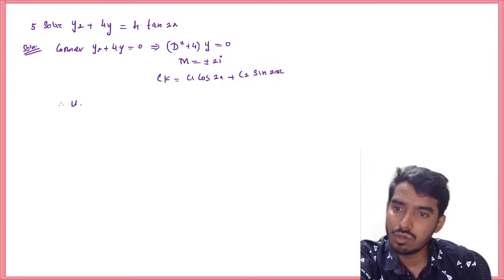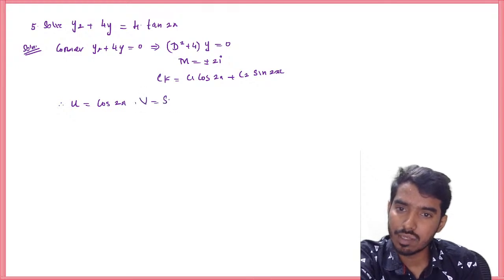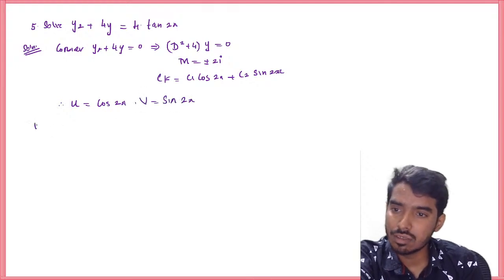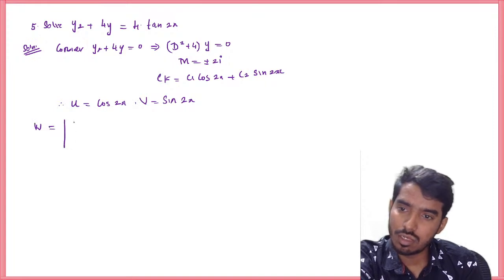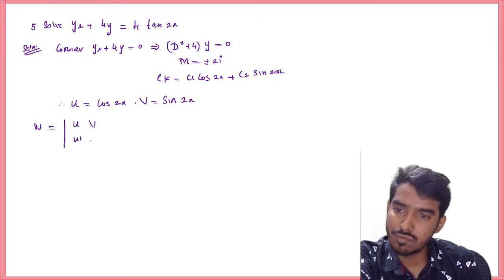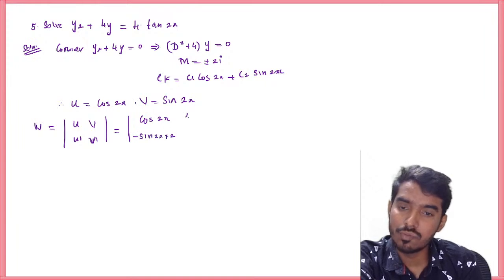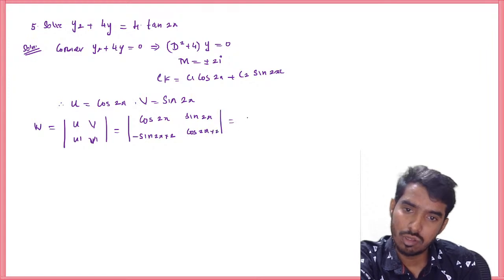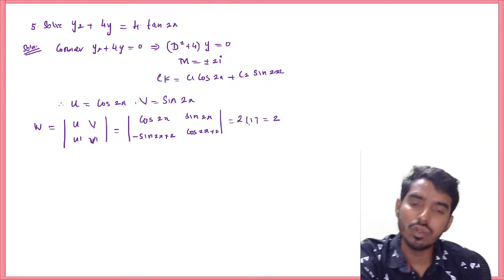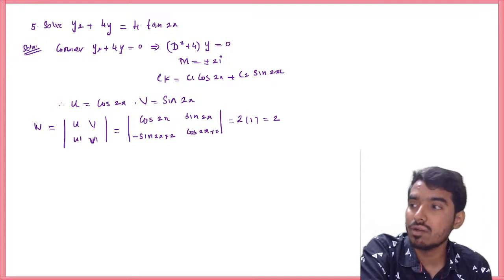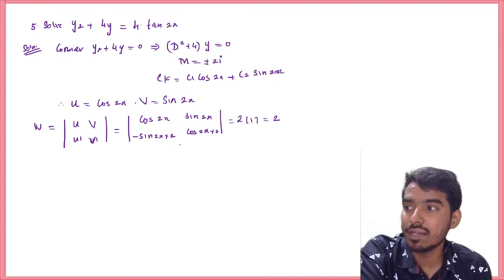So therefore, your u is cos 2x and your v is sin 2x. What about your Wronskian? u, v, u', v'. So this is the determinant of cos 2x, sin 2x, minus sin 2x into 2, cos 2x into 2. So you will have 2 into 1. So 2 is your Wronskian, right? 2 cos² 2x + 2 sin² 2x.